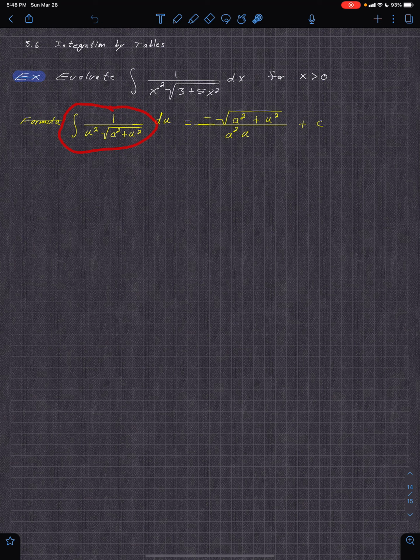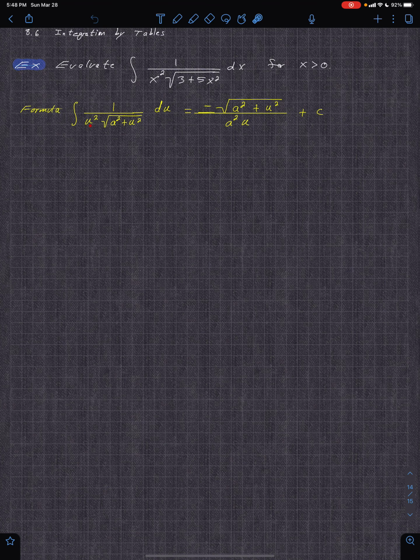And the question is, can you manipulate it so that it looks exactly like this? And you may have to have integration constants to make this work. And if you can get it to this form, then you can go directly to the formula. So what you do is you let certain values be your u, but then you still have to do the du chain rule stuff.